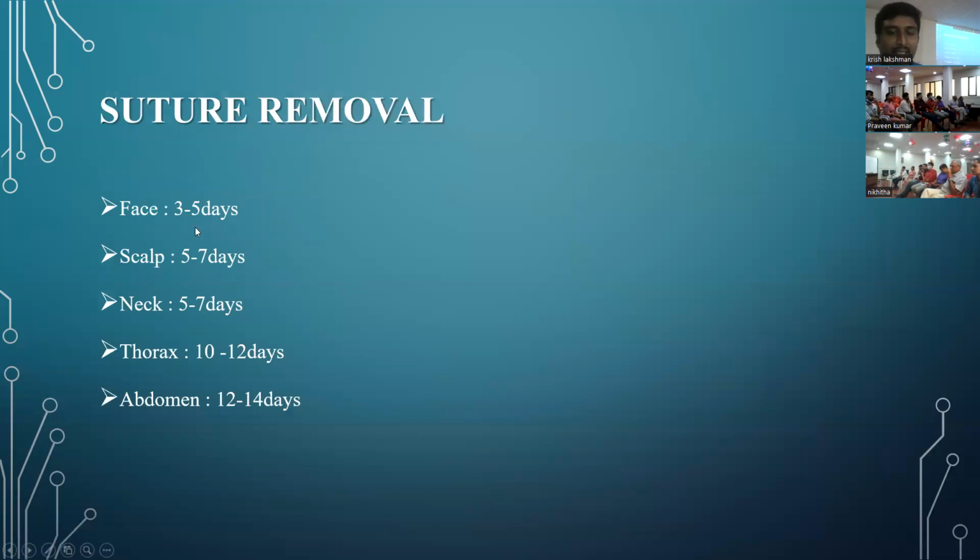Suture removal is generally done in face at 3 to 5 days, scalp 5 to 7 days, in neck 5 to 7 days, in thorax 10 to 12 days, and in abdomen and perineum 12 to 14 days. What is the concept behind this? Because in face and scalp, there is more blood supply, so tissue healing is faster. So we can remove earlier.